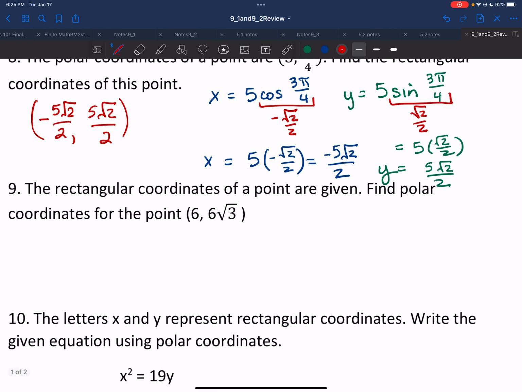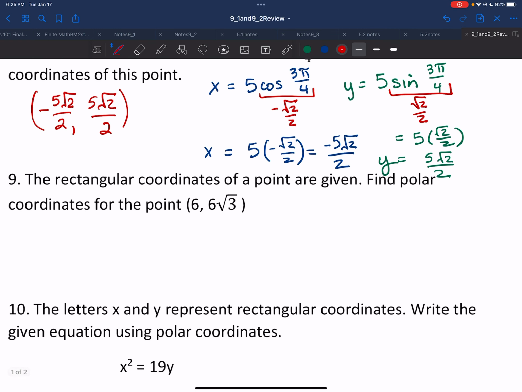Number 9, rectangular coordinates of a point are given. Find the polar coordinates. You guys have been doing this since, I don't know, middle school. So x squared plus y squared equals r squared. We're just using the Pythagorean theorem, but we are relabeling our a and b sides with x and y, and then our hypotenuse is going to be our r. So I have r is going to equal the square root of x squared plus y squared. So that's going to be the square root of 6 squared plus 6 root 3 squared.